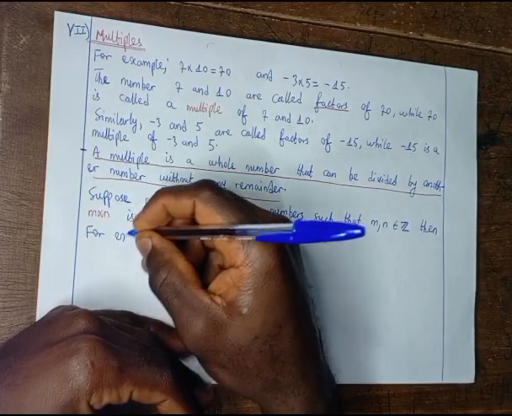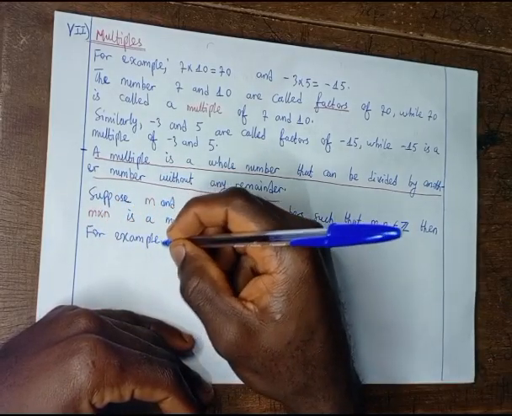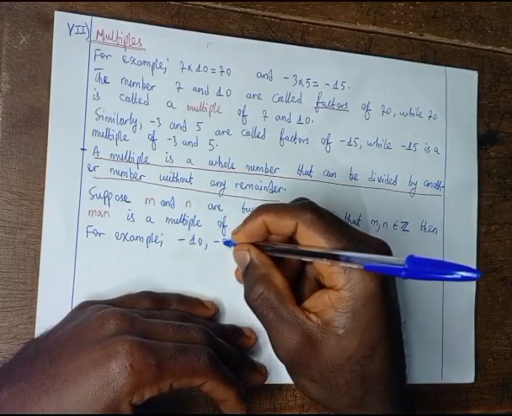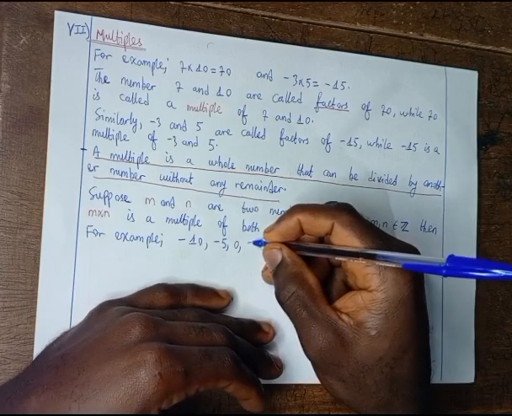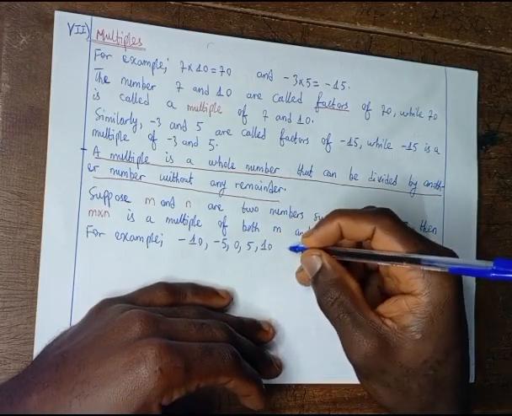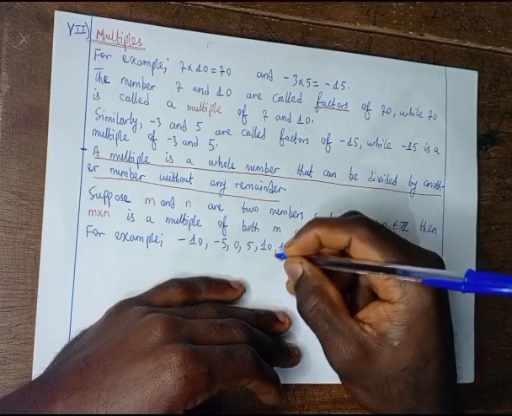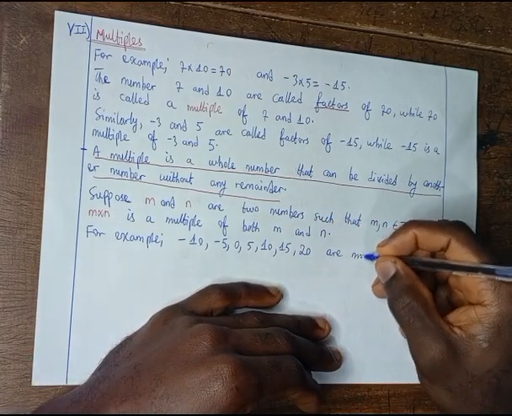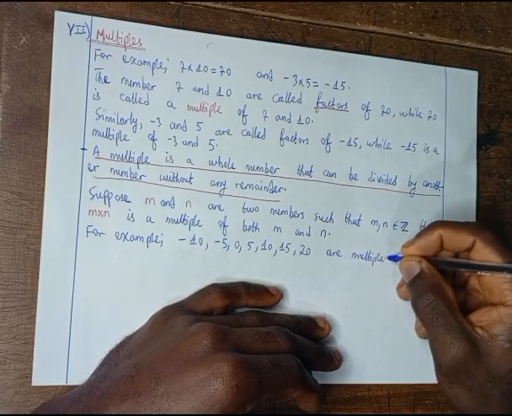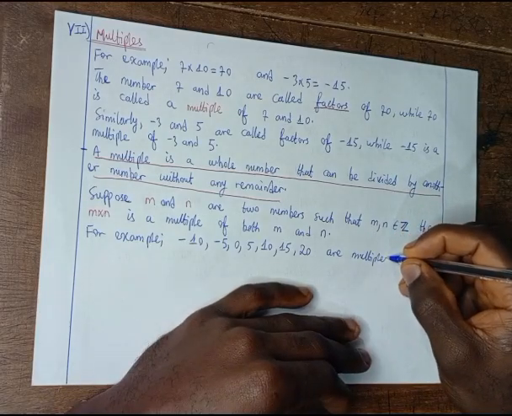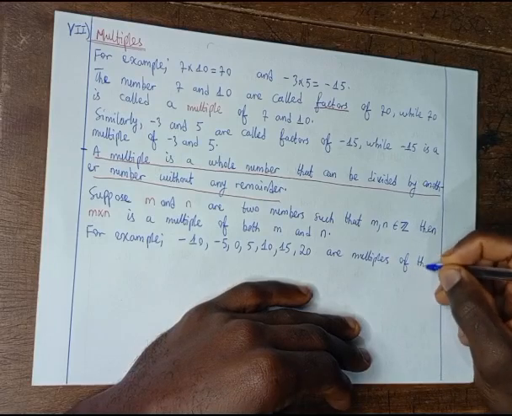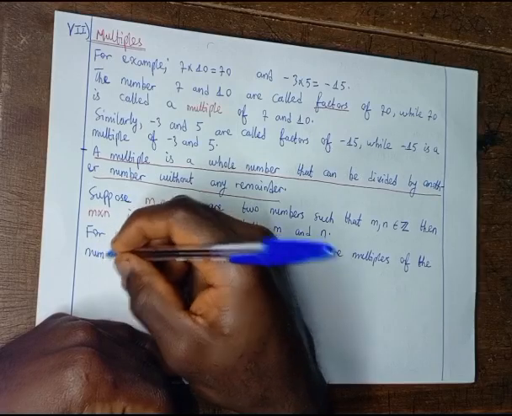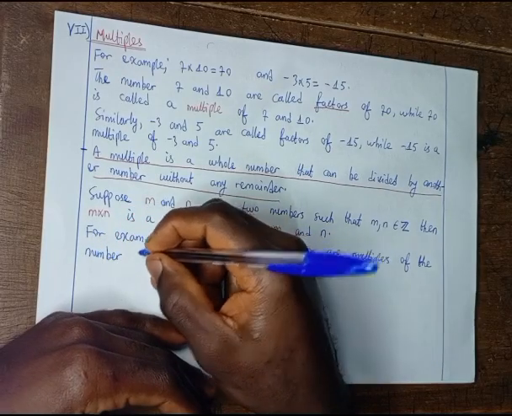For example, negative 10, negative 5, 0, 5, 10, 15, 20 are multiples of the number 5.